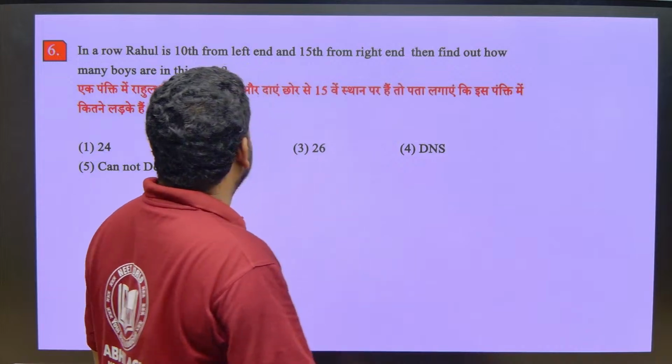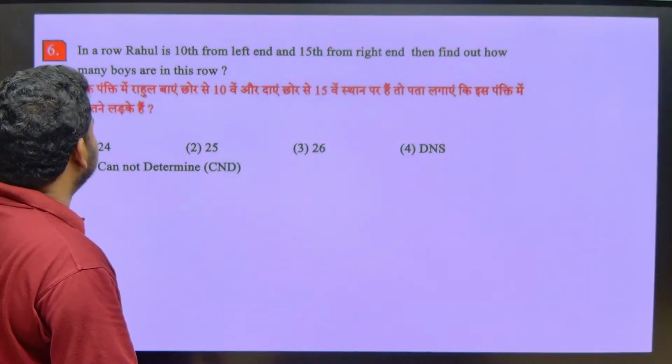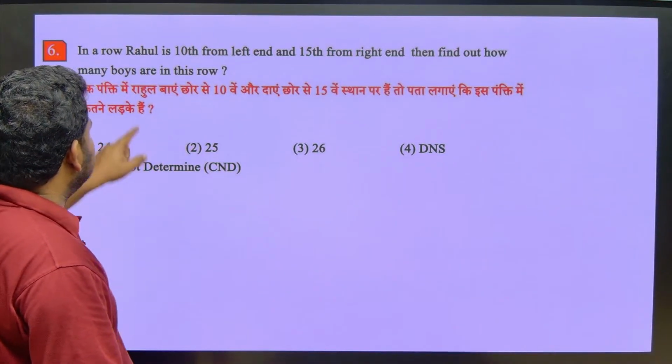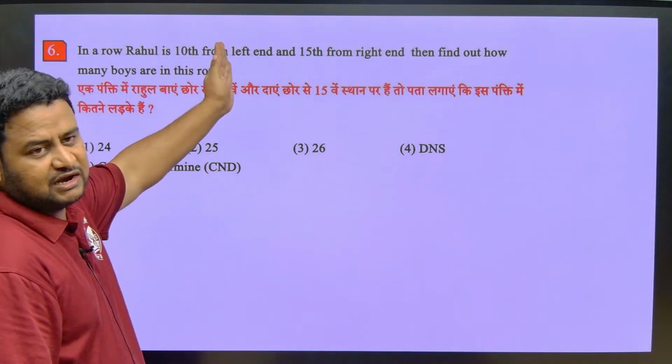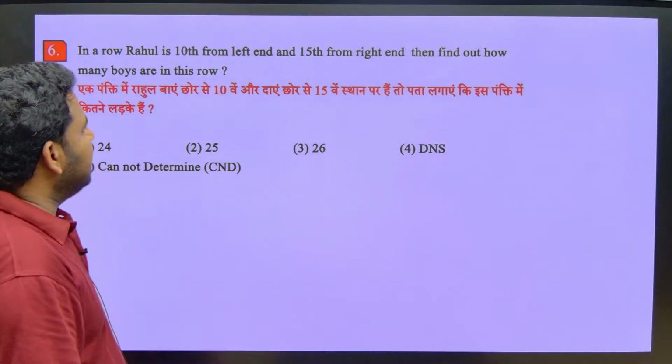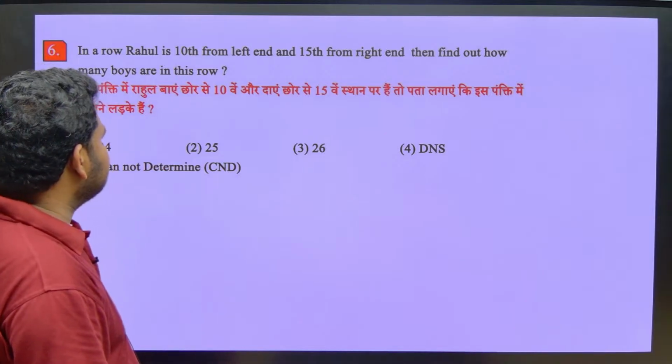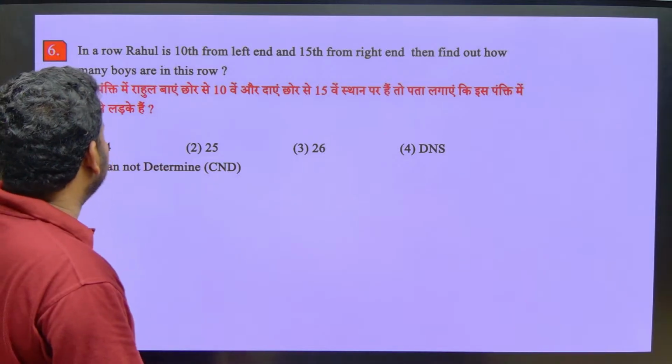In a row, Rahul is 10th from the left hand and 15th from the right hand. Find out how many boys are in this row.